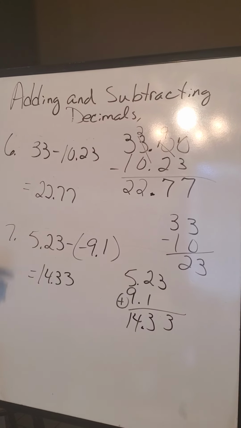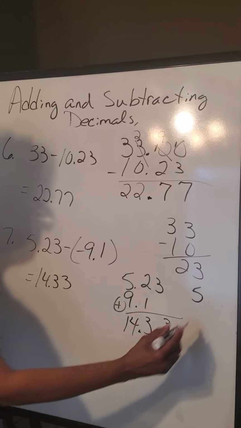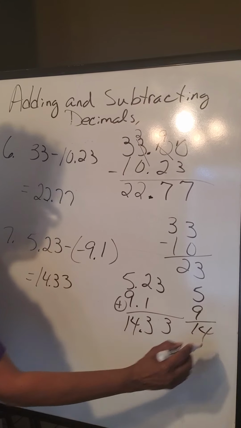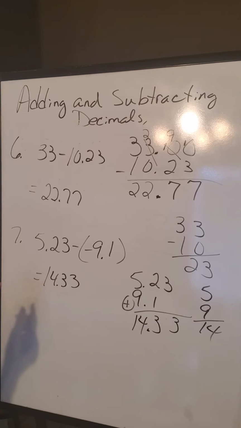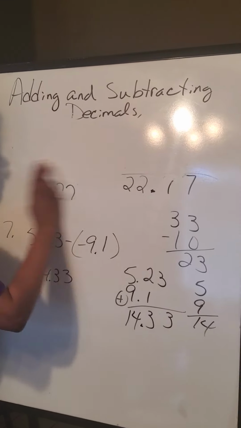Okay. Estimate. This estimated would be a 5. This to the nearest whole is a 9. So I get 14. The estimated answer is 14. The exact answer is 14 and 33 hundredths.